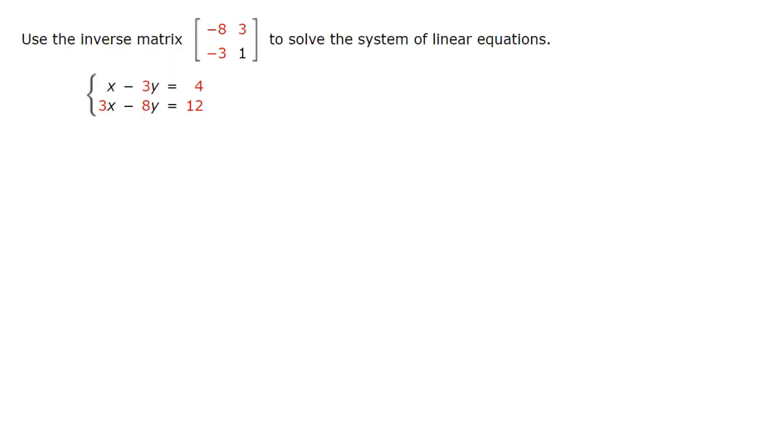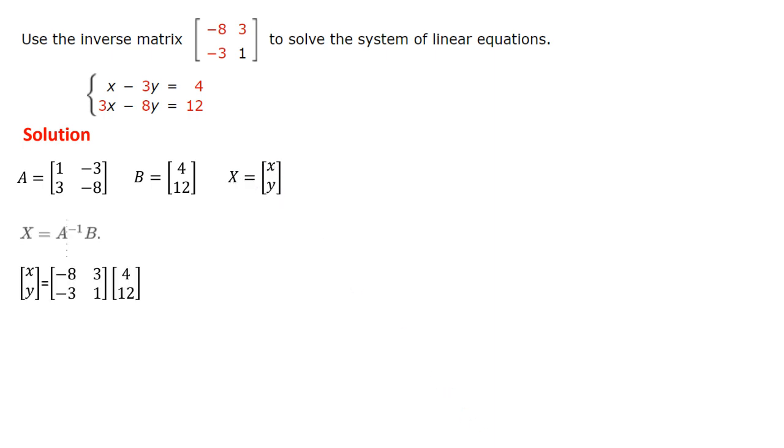So if you had this question, use the matrix to solve the system, then the way we would set it up is your matrix A is the coefficients of your system here. So you have x is 1, y is -3, x is 3, and then -8 is here. So the matrix A is made up of coefficients. The matrix B is made up of constants. So in this case, 4 and 12. And then x is just your variables, okay?